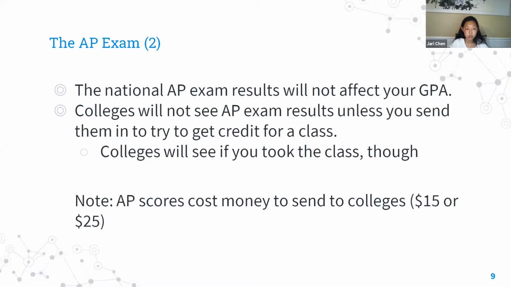Colleges do see if you took the class though, because it's in your transcript, as I showed before. A note is that AP scores do cost money to send in, so you just need to keep that in mind. It's $15 for normal or $25 if you're in a rush to send it in.